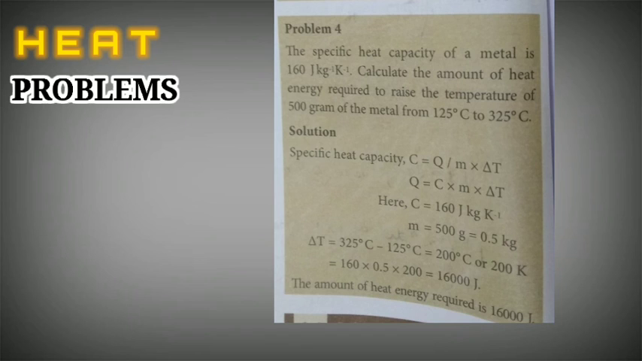Convert the 500 gram into kilogram. That is 1000 gram is equal to 1 kilogram. Therefore 500 gram is equal to 0.5 kilogram. Then delta T is equal to 325 degrees C minus 125 degrees C, that is 200 degrees C or 200 Kelvin. Now substitute all the values, that is Q is equal to 160 into 0.5 into 200 is equal to 16,000 joule. The amount of heat energy required is 16,000 joule.